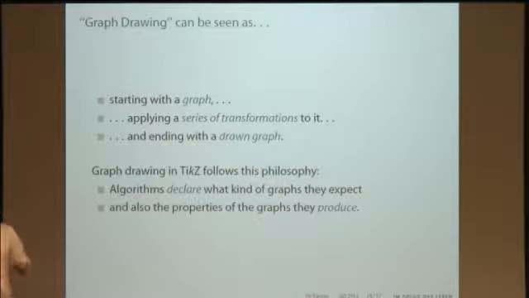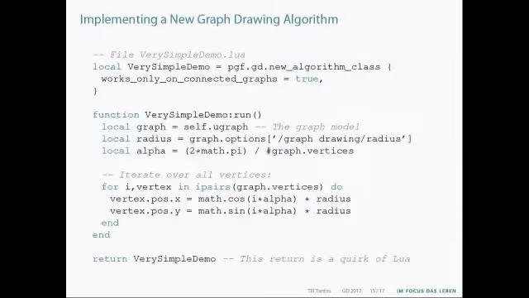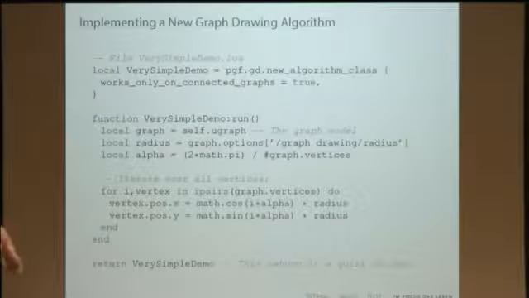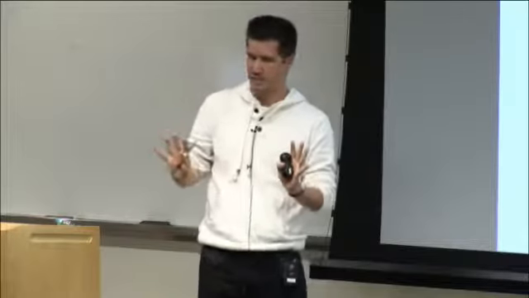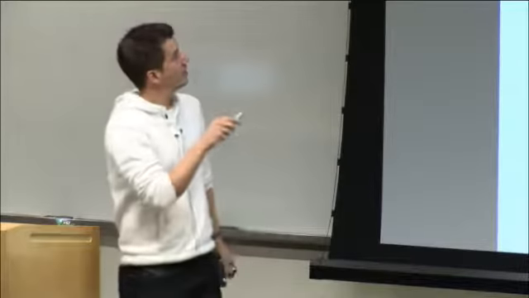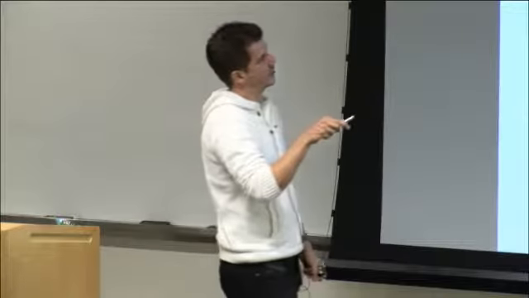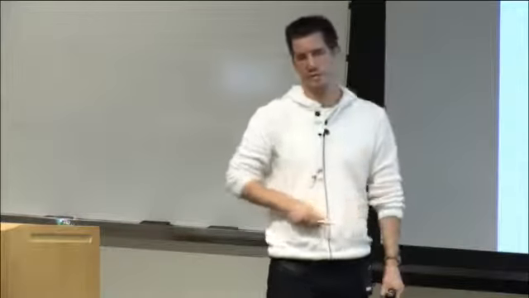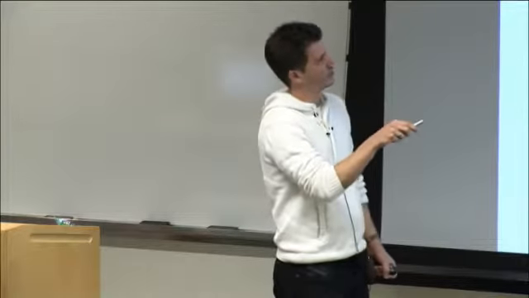And I'm going to show you this on one complete graph drawing algorithm. So this is what you would really have to write down. This is an algorithm that is going to place nodes on a circle. So something very, very simple. It has to fit on one slide. But let's have a look at what happens. You create a new file called, say, very simple demo.lua, because it's written in Lua. And then you start with something like graph drawing new algorithm class. So I want a new algorithm. And it has one property: works only on connected graphs.